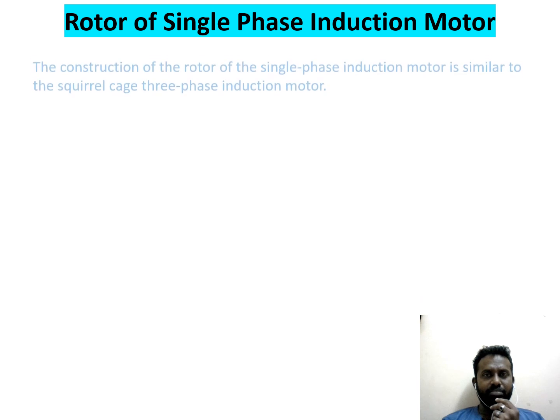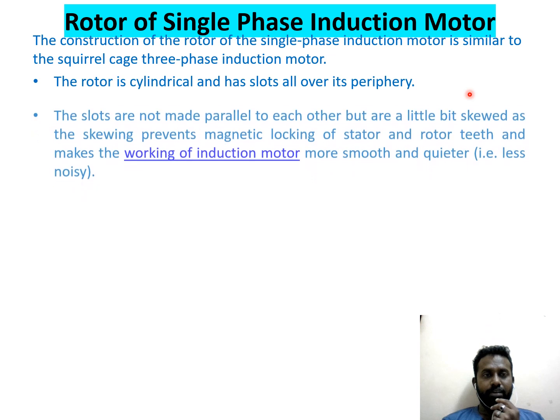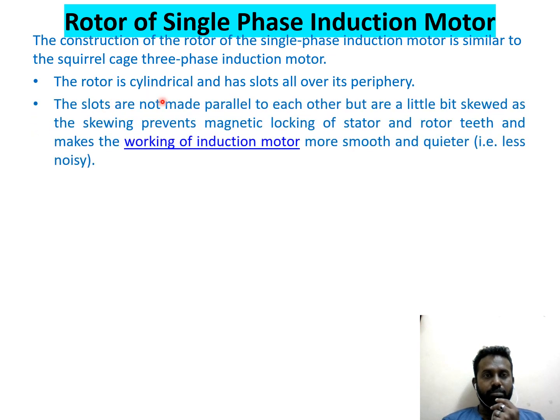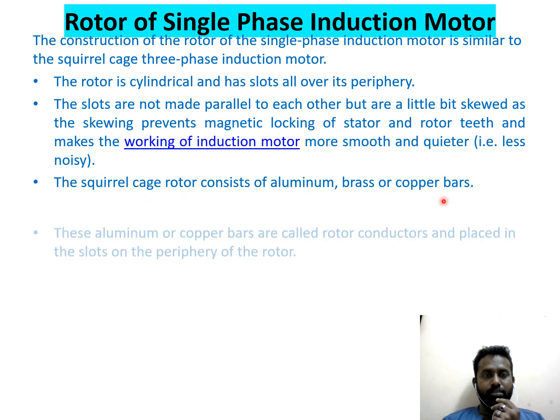The rotor of a single phase induction motor. The construction of the rotor of a single phase motor is similar to that of the squirrel cage of a three phase induction motor. The rotor is cylindrical and has slots over its periphery. The slots are not made parallel to each other but are a little bit skewed, as the skewing prevents magnetic locking of stator and rotor teeth and makes the working of the induction motor smooth. The squirrel cage rotor consists of aluminum, brass or copper bars.